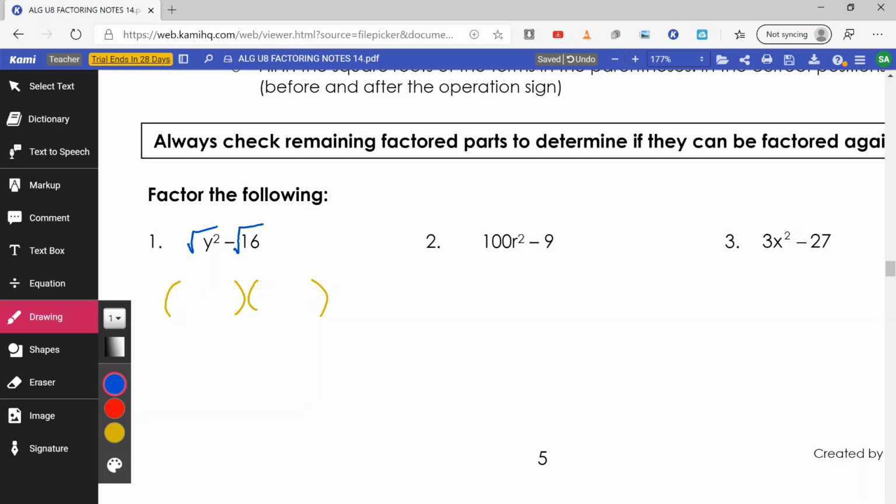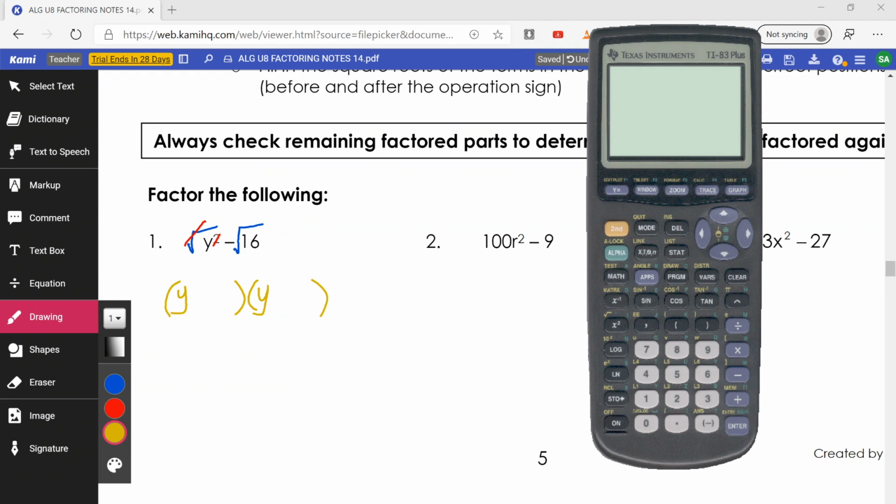So square root of y squared, anytime I take square root of something squared, they'll cancel each other out. So we're left with y. So y is first in our problem, so y is first in our parentheses. Square root of 16. So if you're using a calculator, on mine, the TI-83 Plus, the square root symbol is in yellow above the x squared button. So we have to hit our second button and then x squared, and we'll do 16.